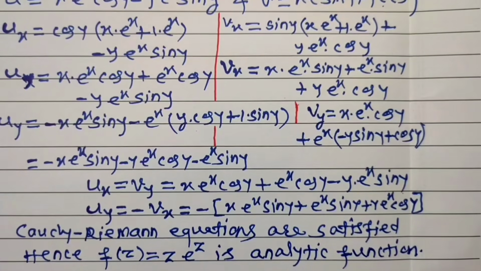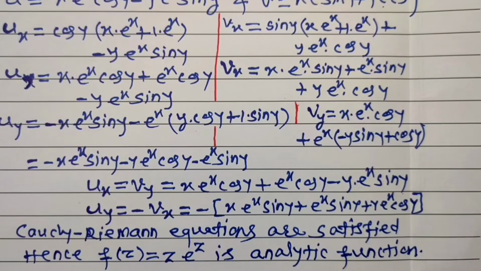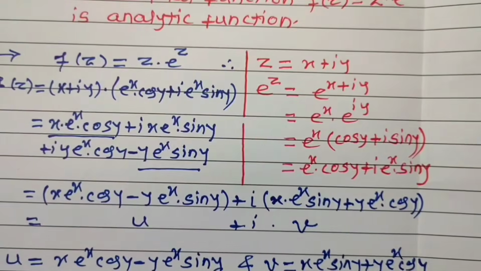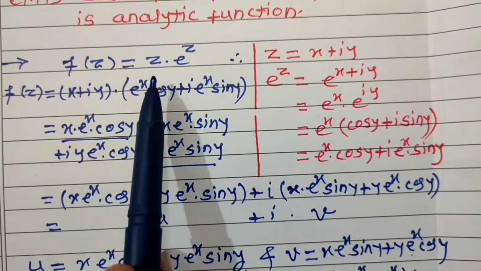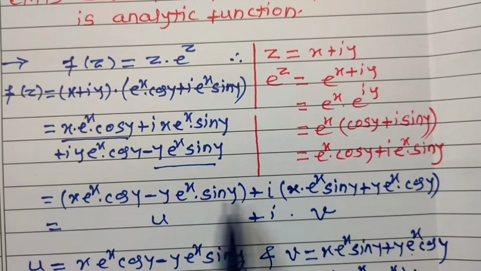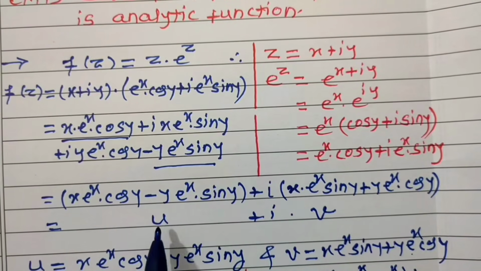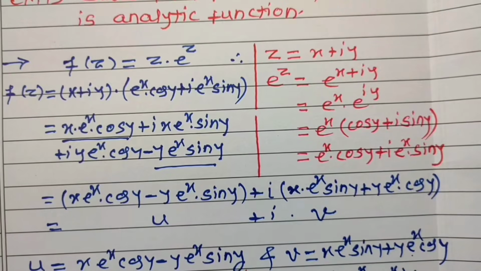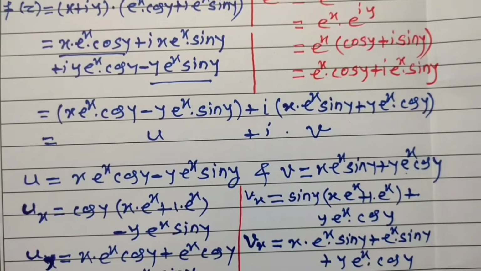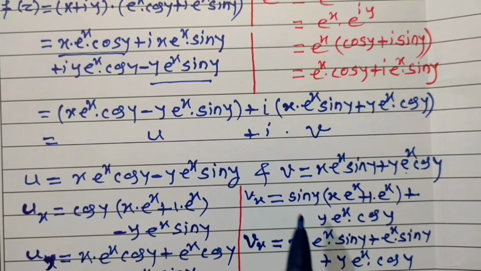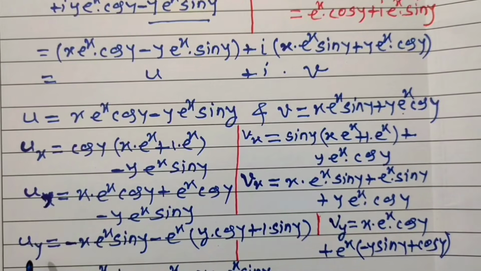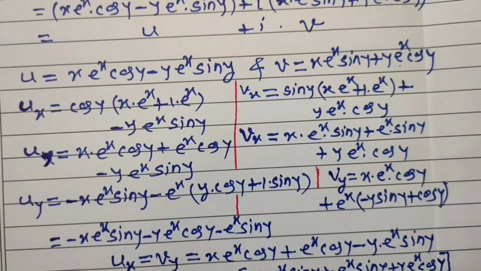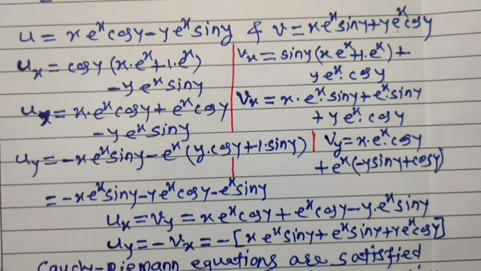To show given function is analytic, first of all we have to put z is equal to x plus iy in given function and separate its real part and imaginary parts like this, and compare this with u plus iv. Find u separately, find v separately, and then partially differentiate u with respect to x, partially differentiate v with respect to x, as well as partially differentiate u with respect to y, partially differentiate v with respect to y, and then compare ux with vy and uy with vx.